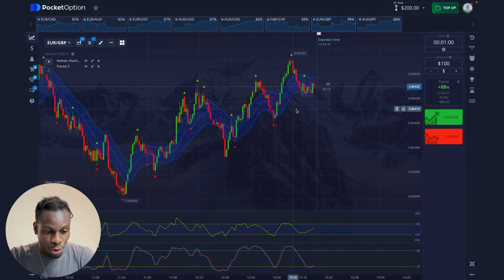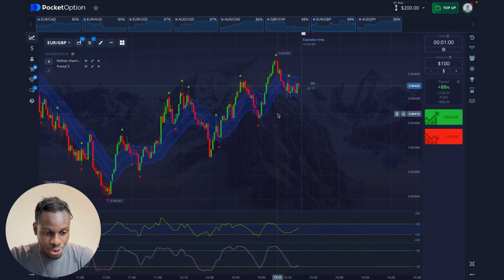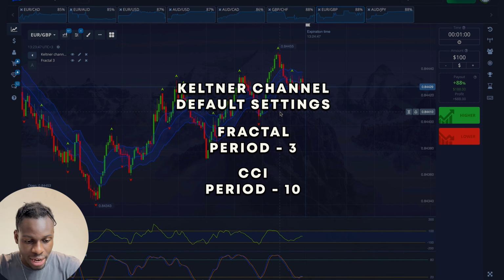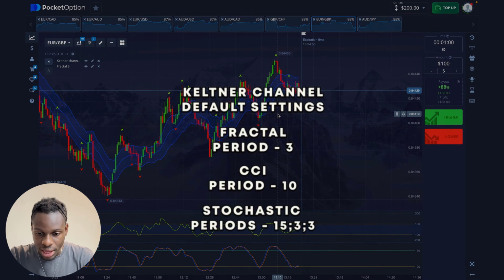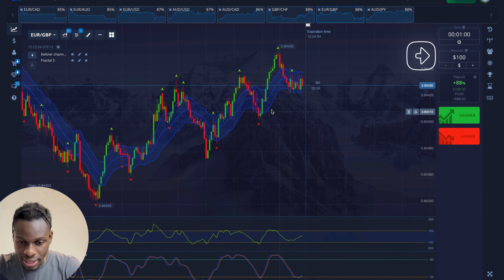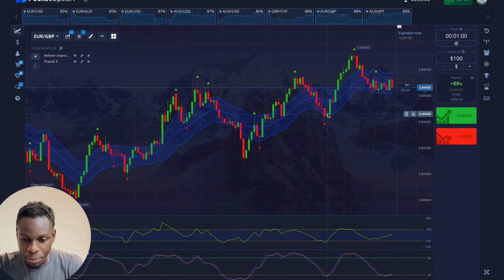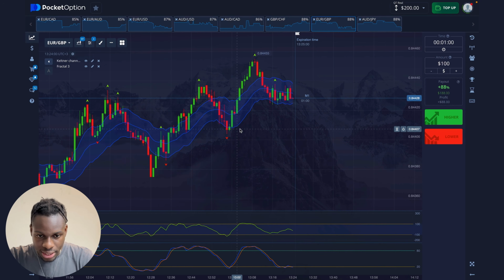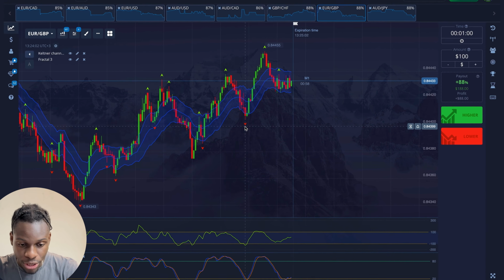We're going to be using the following set of indicators that you can see on your screen. We have a Keltner channel, a fractal, CCI oscillator, and the stochastic oscillator. And we're going to be starting with $100 per trade, and we'll be trading on the 1 minute time frame. And that's it for our setup. Let's get into it and see how much money we can make today.